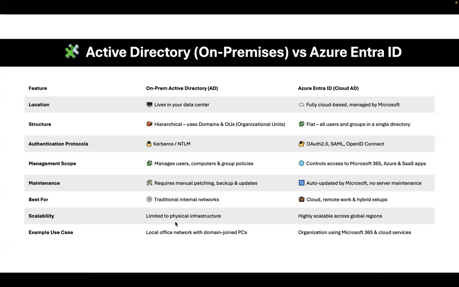Scalability: limited to physical infrastructure for on-premise, and highly scalable across global regions for cloud. So scalability is very easy in cloud, whereas on-premise it is, I think, a headache task. Example use case: a local office network with domain-joined PCs is an example for on-premise. For Entra, an organization that uses Microsoft 365 and cloud services.